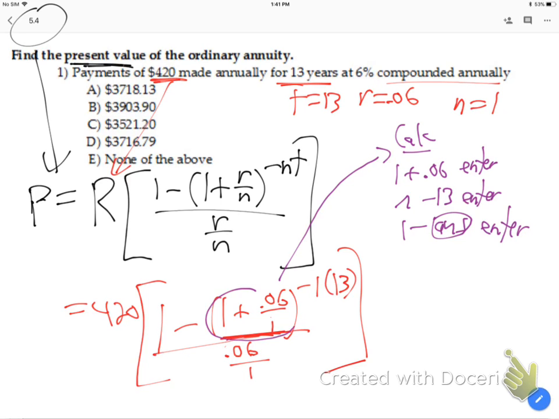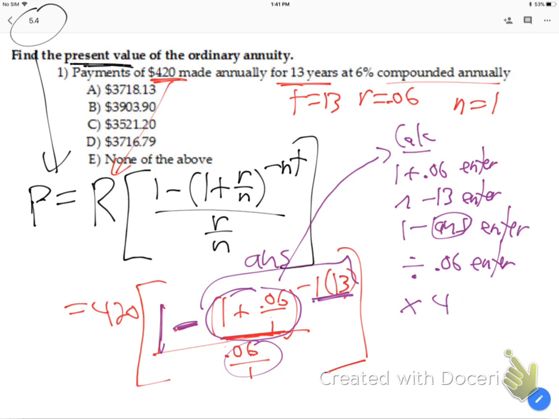So the first step, I do the 1 plus 0.06, which is that inside. I do it to the power negative 13. And then I take 1 minus this whole answer. Everybody see that? 1 minus the answer, enter. And then I divide that whole thing by 0.06. Hit enter. And I go times 420. Enter. And I'm hoping that comes out A, because A is what it said the answer was. Is that right? Comes out that way.